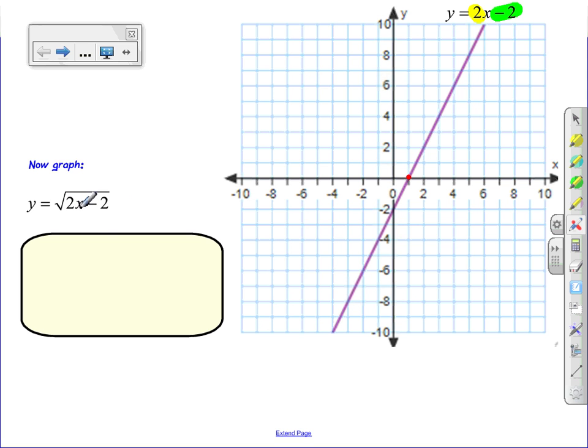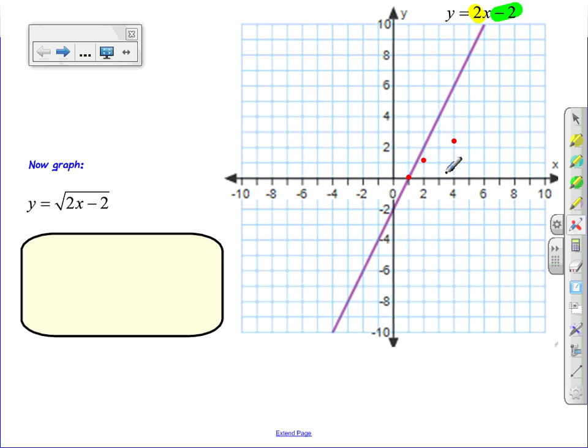Let's put in the next value. Let's put in 2. 2 times 2 is 4. 4 minus 2 is 2. The square root of 2 is bigger than 1, but not a heck of a lot. What if we put 4 in? Well, 2 times 4 is 8. 8 minus 2 is 6. The square root of 6, anybody? 2 point something. So it's going to be there.